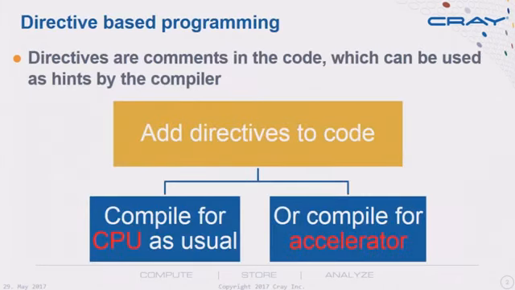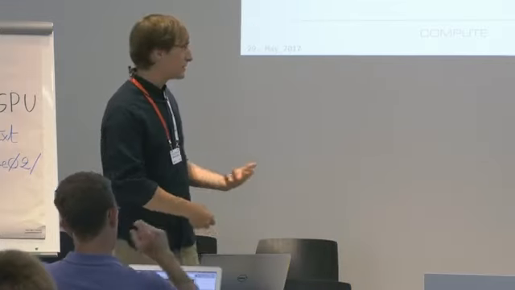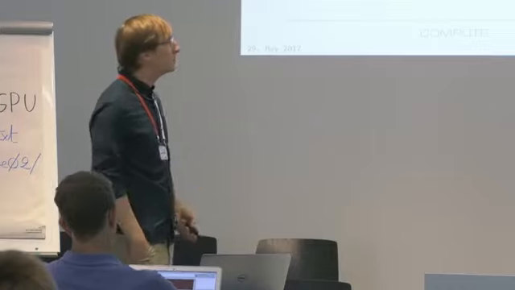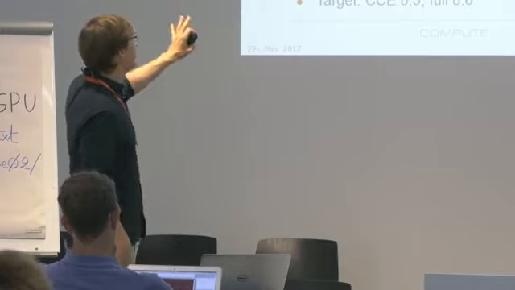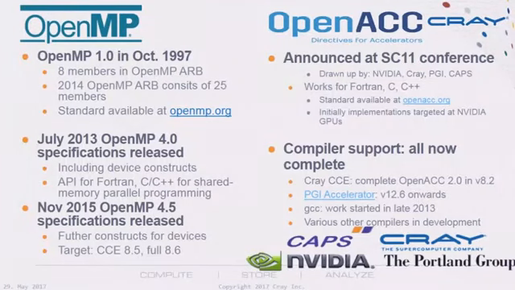So why use directives? It's a simple and easy method. From a programming point of view, these are just comments in your code which lead the compiler to do the actual optimization for you. This is implemented in the compiler, but usually this occurs some few years later. I have a short overview on that slide, where I compare OpenMP and OpenACC.